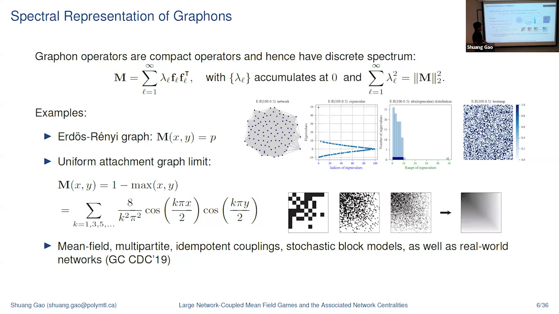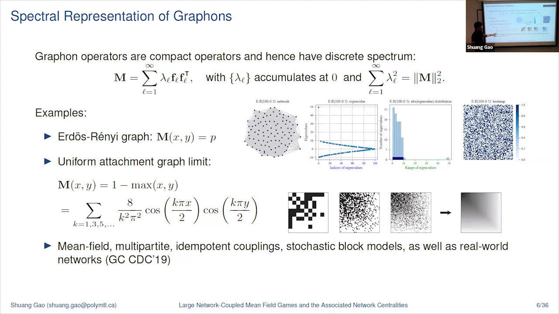Another example is the uniform attachment graphon graph limit. I showed you this picture before. This is a process where you grow the graph in steps, and at each step you add one node. At step k, you connect non-adjacent node pairs with probability 1/k. Then you can identify sequences of graphs, and this converges to a limit function. The function is 1 minus max(x, y), which is smooth everywhere except along the edge.